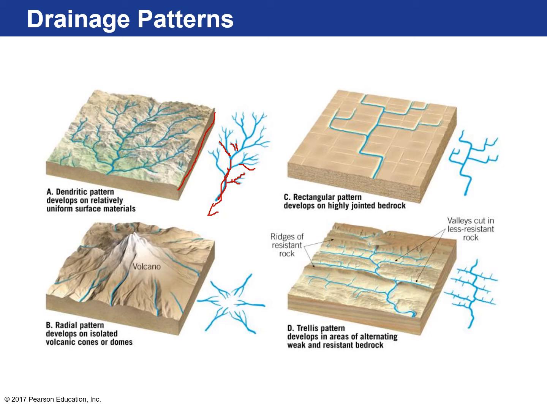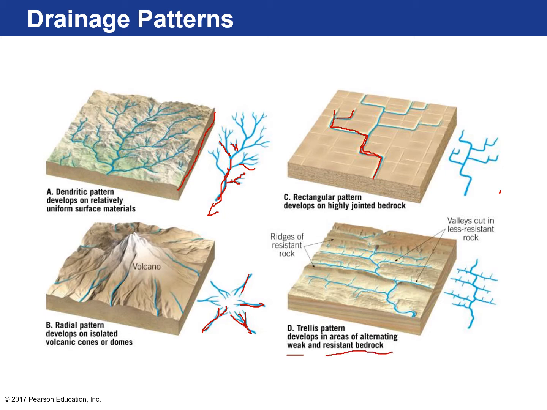You can also have a radial pattern. Okay, and if you have a major landscape feature like a volcano, essentially the water will channelize and move away from that large feature. So you can see they're all kind of radiating away from the volcano. Then there's the Minecraft river here. This is called the rectangular pattern. Okay, and the river basically follows along a highly jointed bedrock, and that's why it has that rectangular pattern.